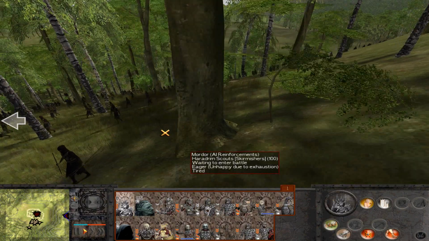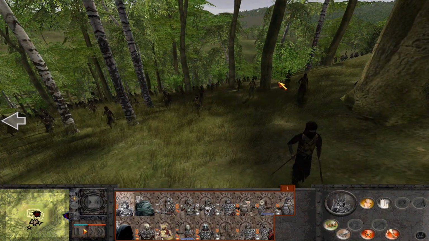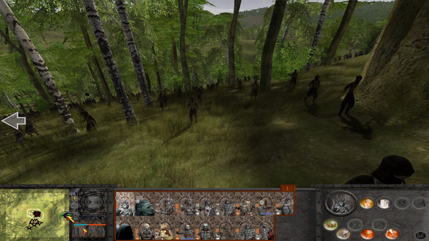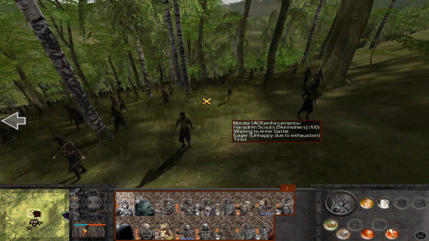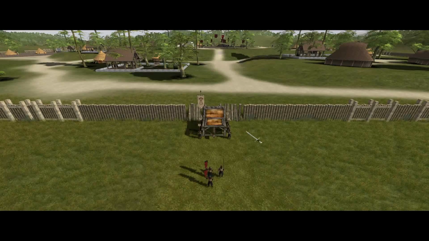Now they breach the gate. Our ally has started to march. No, that's not our ally. Or is it? Yeah, it's our ally, but it's a Harad unit.